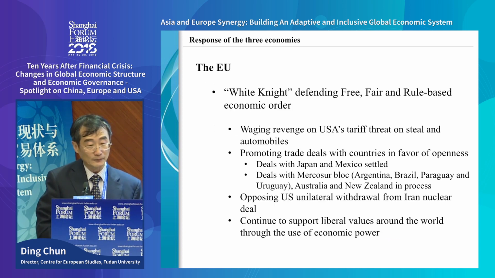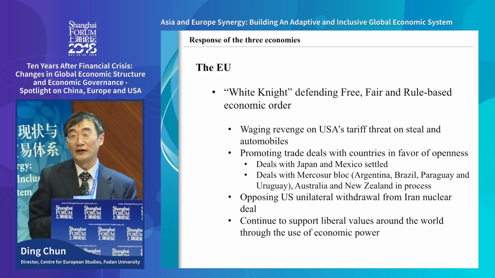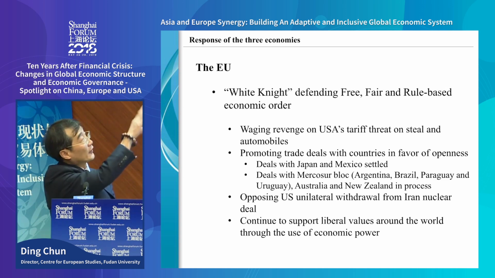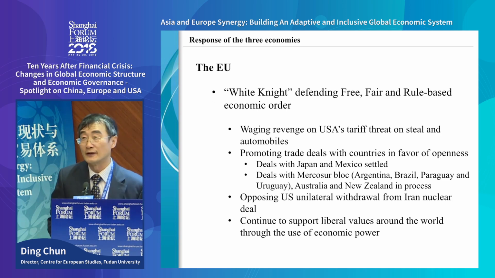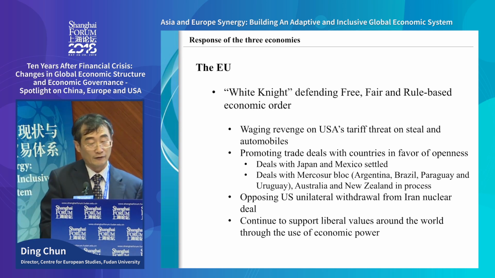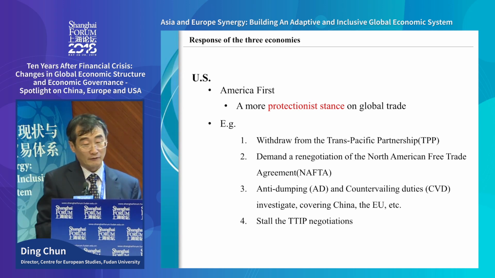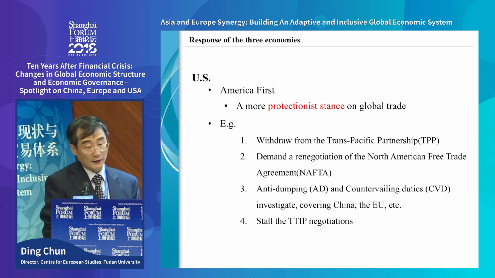And then the EU, we call more of a white knight, defending the free, fair, and rule-based economic order. All these could be regarded as examples of what the EU wants to do, and they have already done something. As for the United States, I think everyone knows that under Donald Trump we have America First. Yeah, so that's actually the problem nowadays.